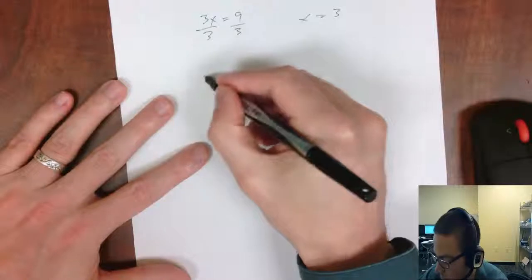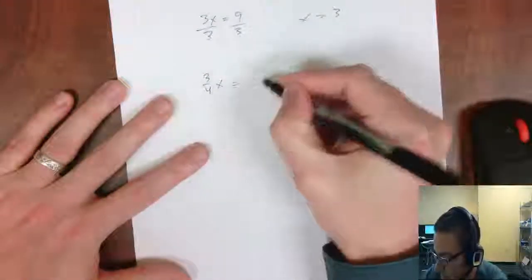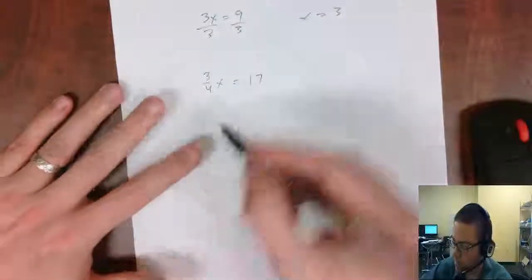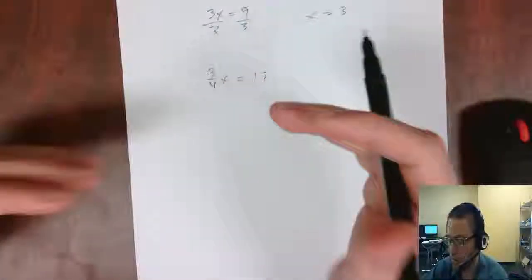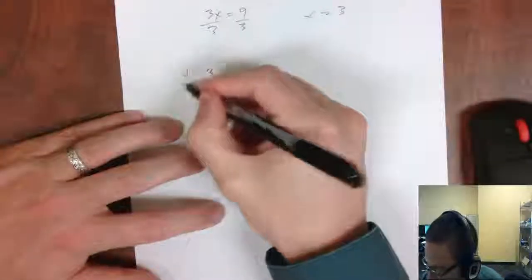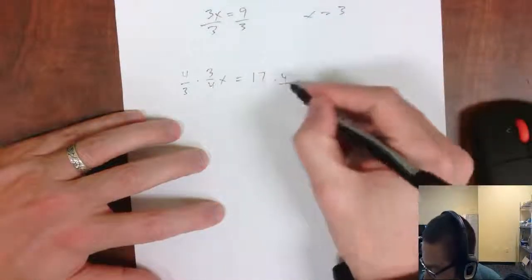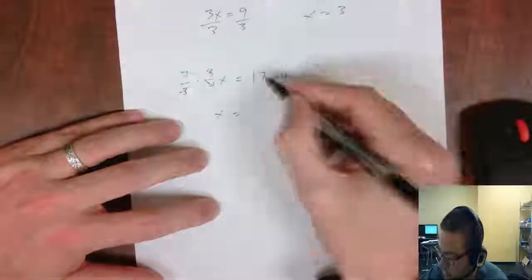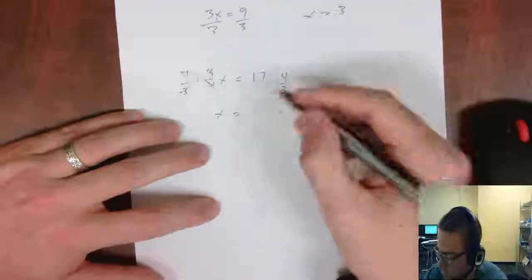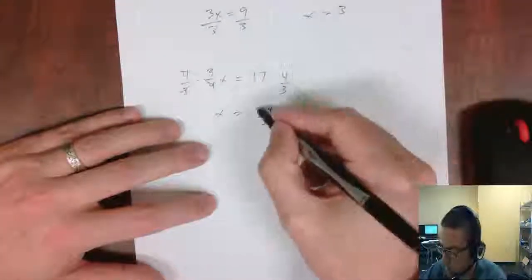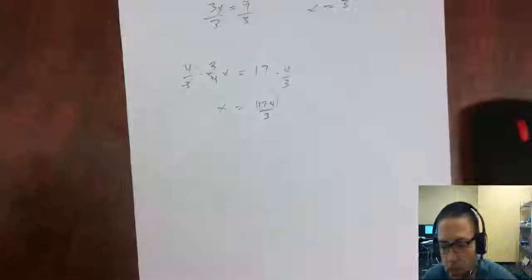But when you get a fraction, this might not be as easy to think of as an undoing method. This might be easier to think of as an inverse method. So I'm going to multiply both sides by the reciprocal, which makes it 1x, and then 17 times 4, whatever that is, over 3. So I'm not going to do it now, but leave that for you.